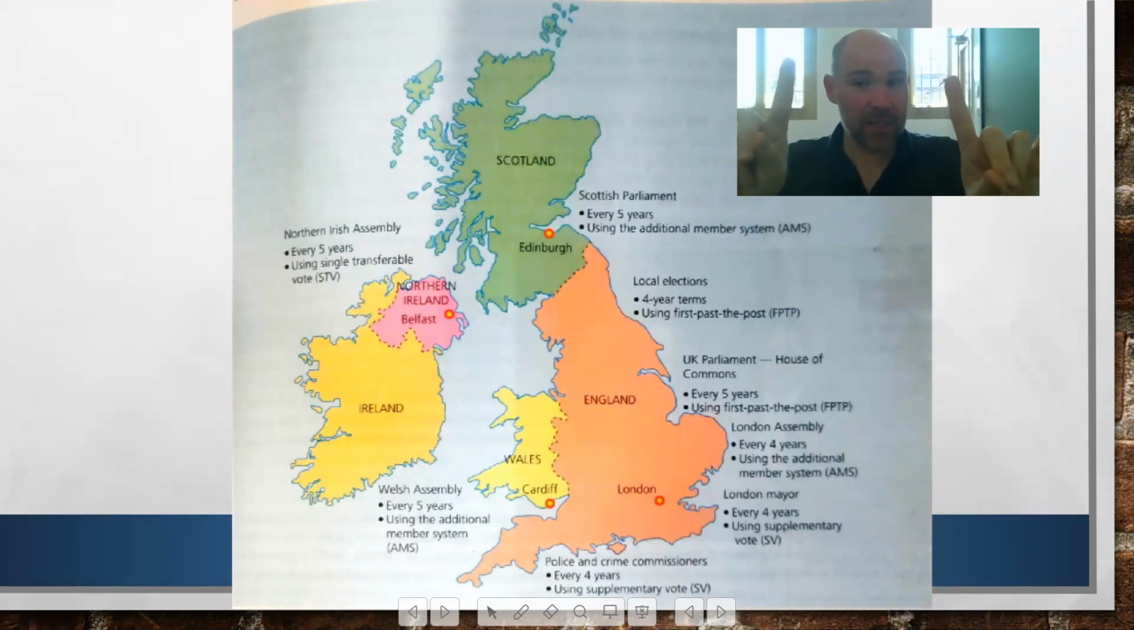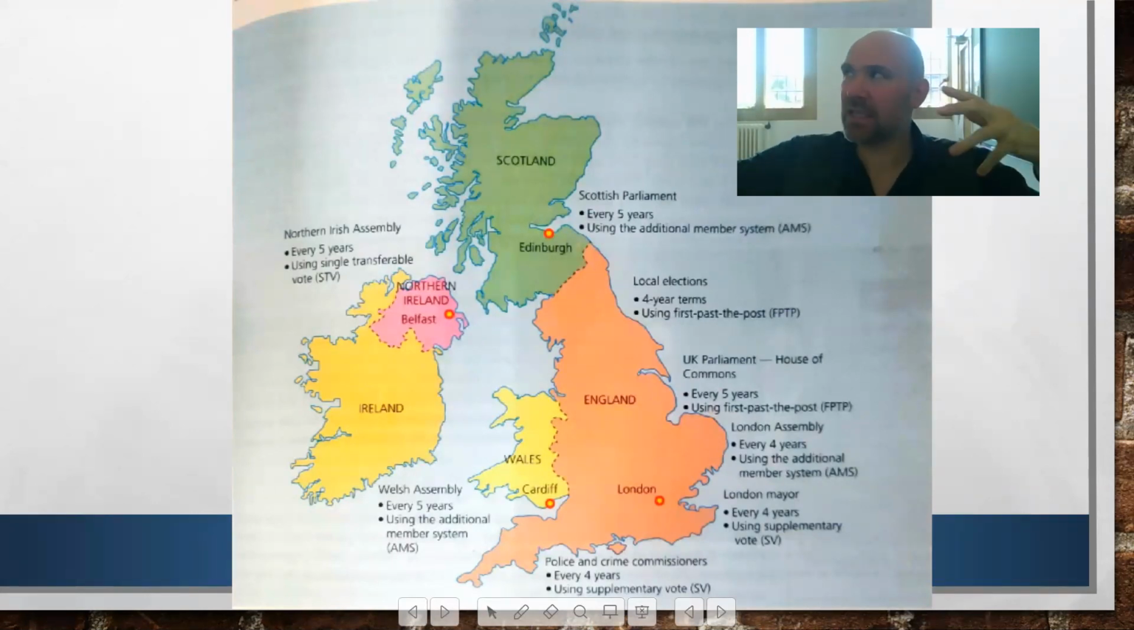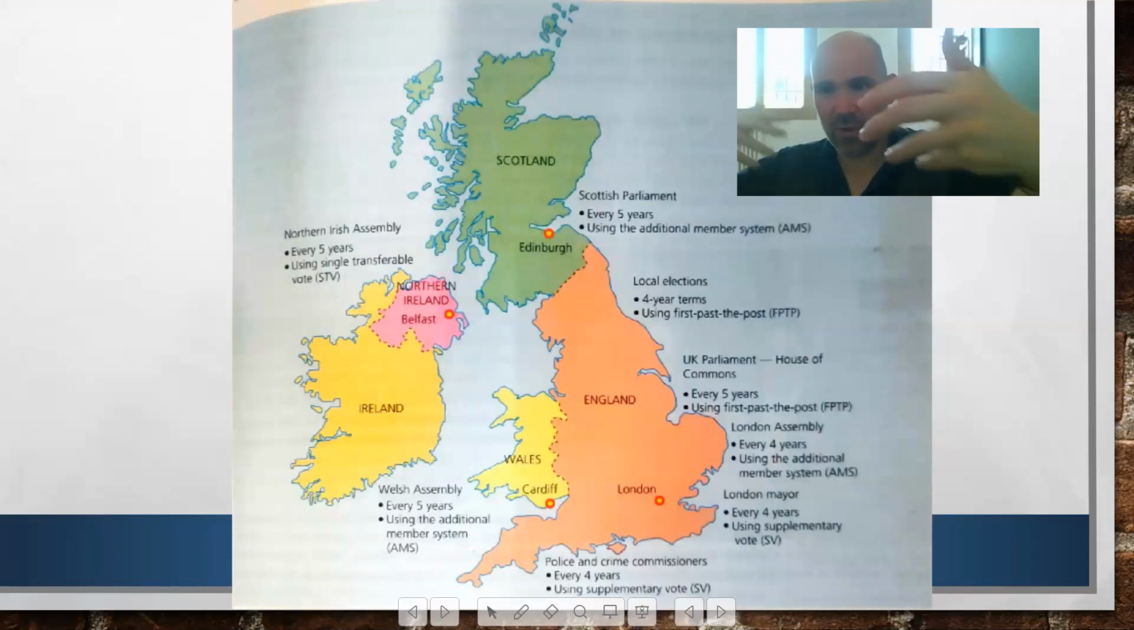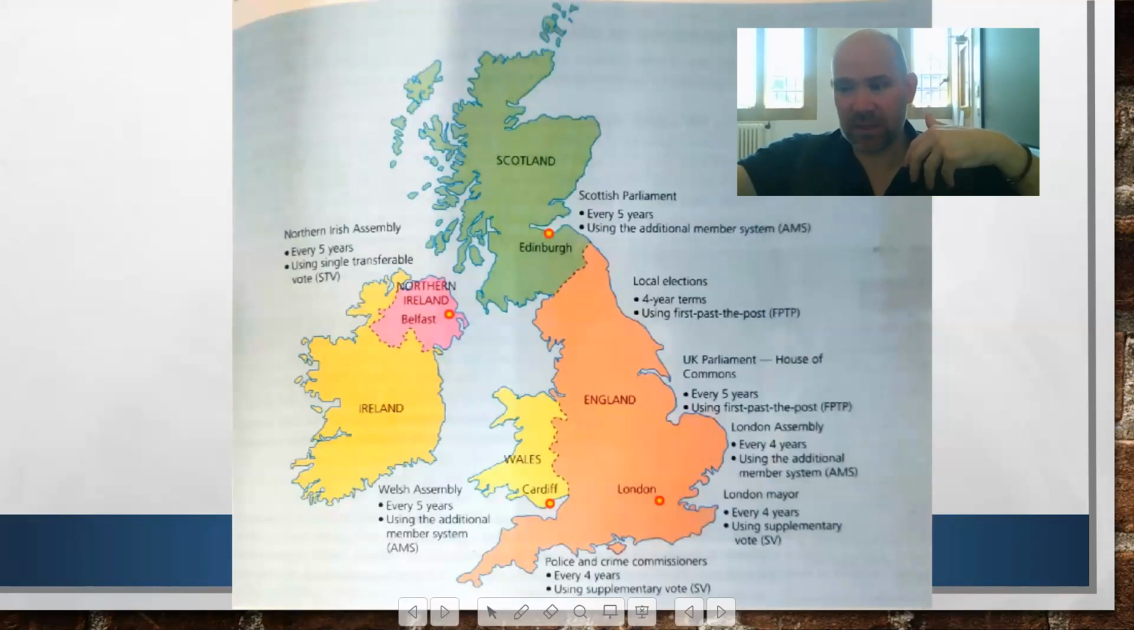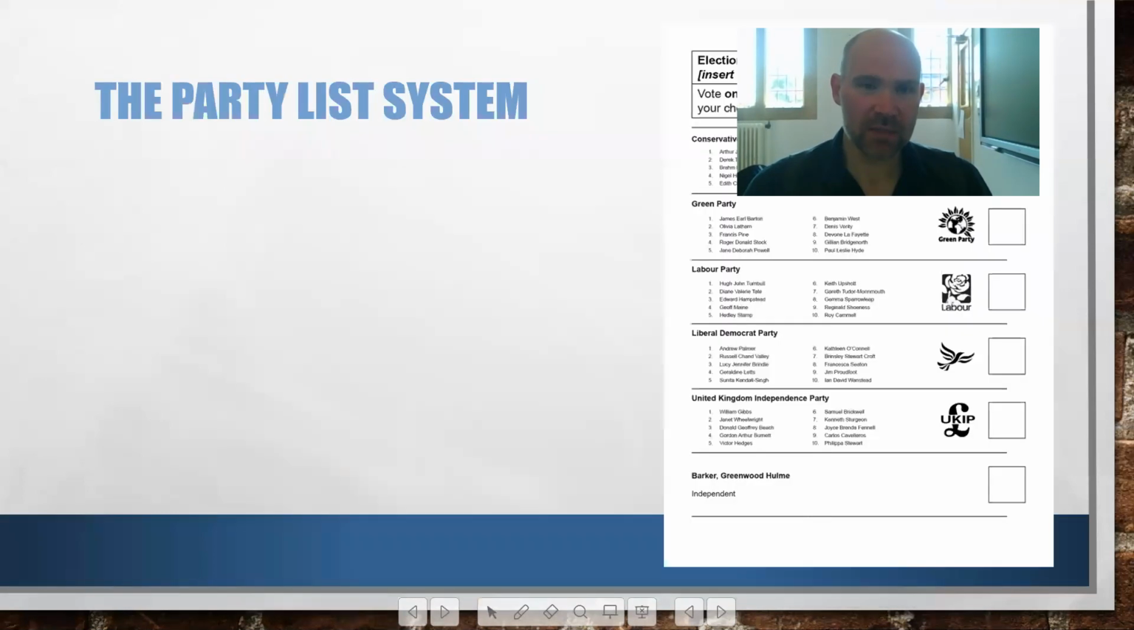Technically speaking, you don't need to know this one for the exam because it's no longer a system which is used in the UK. But I think it's important that you know about this one because in many ways it's the obvious counter to first past the post. Rather than doing it on a constituency basis, it's doing it on a percentage basis. So I think it's an important one for you to know and to think about, well, why is it used and why is it not used, and its strengths and weaknesses. So how does the party list system work?